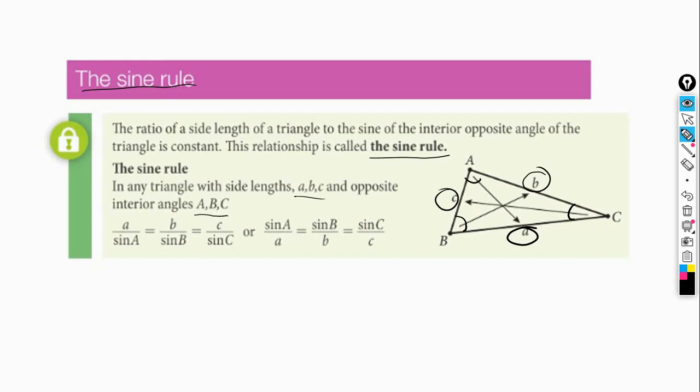And then also the reciprocal is true, which is this. In other words, sine of angle A over side a is equal to sine of angle B over side b, and that is equal to sine of angle C over side c.